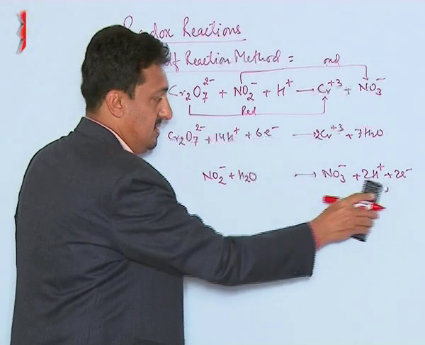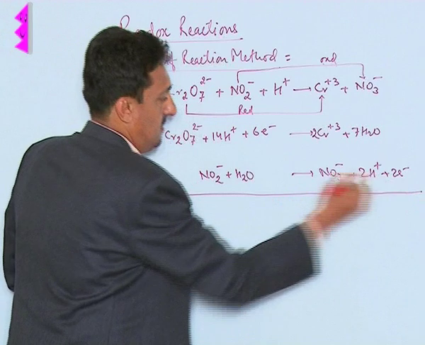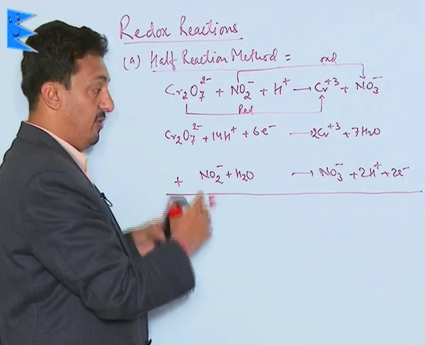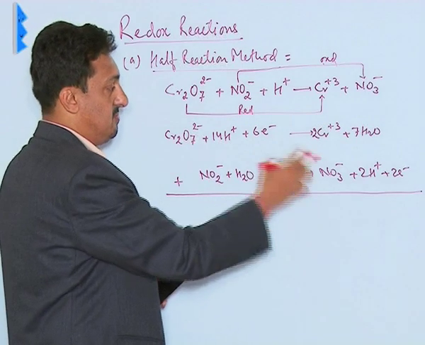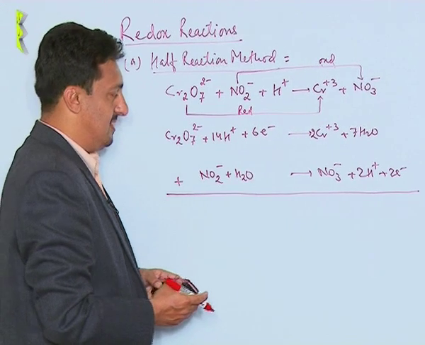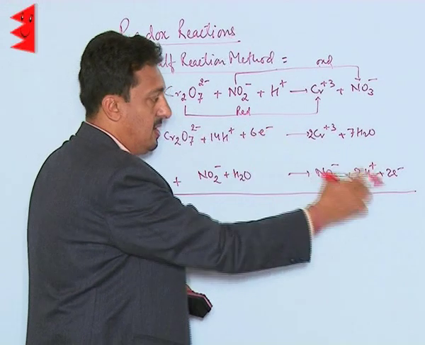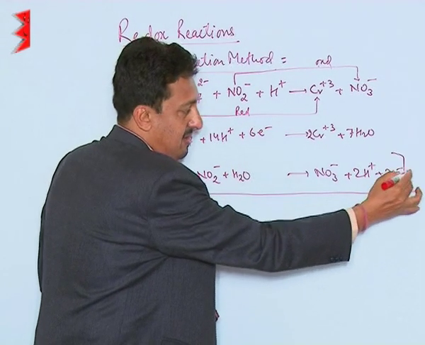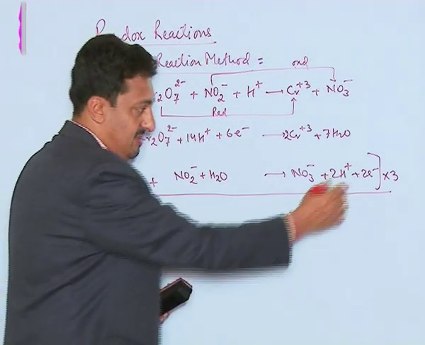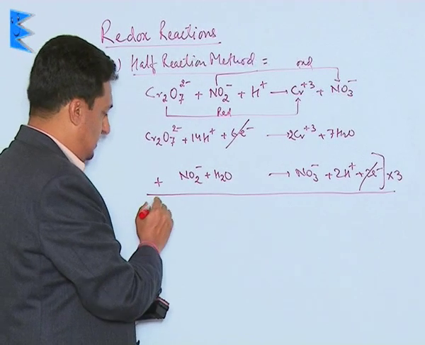Now what we will do is, we'll add these 2 half reactions. How can we add these 2 half reactions? By simply adding these 2. But before this, we have to ensure that the electrons on both the half reactions must be the same in number, so that they get cancelled. Here there are 6 electrons, here there are 2 electrons. How can we make them get cancelled? By simply multiplying the second half reaction by 3. So that this becomes 6, this becomes 6.